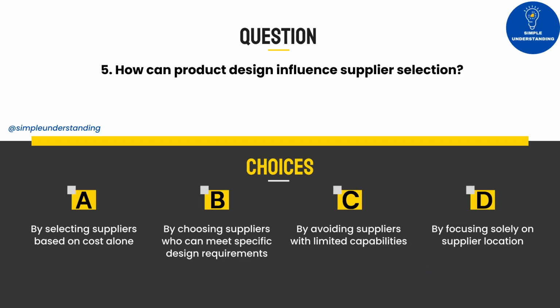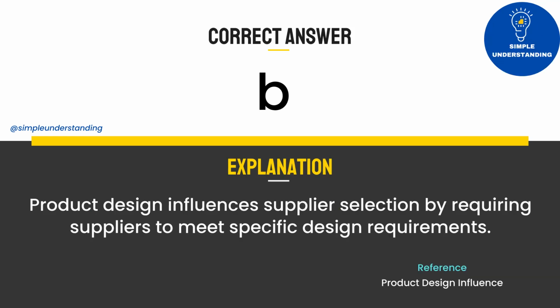5. How can product design influence supplier selection? A. By selecting suppliers based on cost alone. B. By choosing suppliers who can meet specific design requirements. C. By avoiding suppliers with limited capabilities. D. By focusing solely on supplier location. Correct answer B. Explanation. Product design influences supplier selection by requiring suppliers to meet specific design requirements.